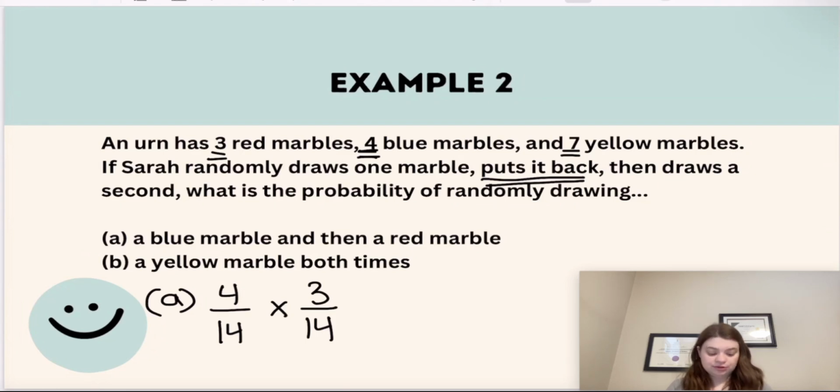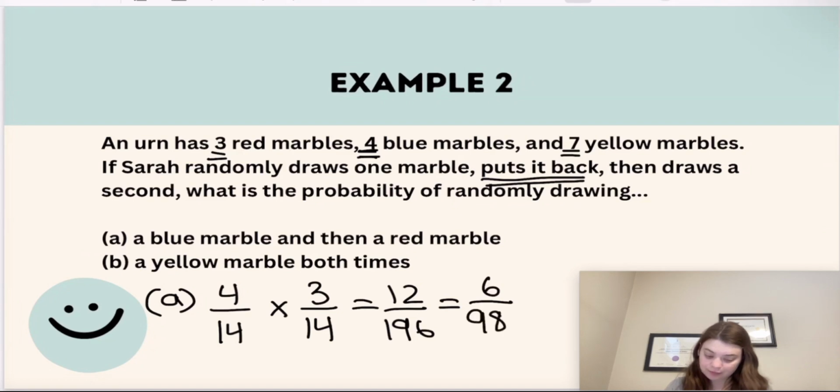And so I'm going to multiply it by 3 over 14. Now I'm going to multiply the numerators and the denominators and see what we end up with. 3 times 4 is 12, and then 14 times 14 is 196. If I divide both of those by 2, I get 6 over 98, and if I divide both by 2 again, I get 3 over 49. So the most reduced version of the answer is 3 out of 49.